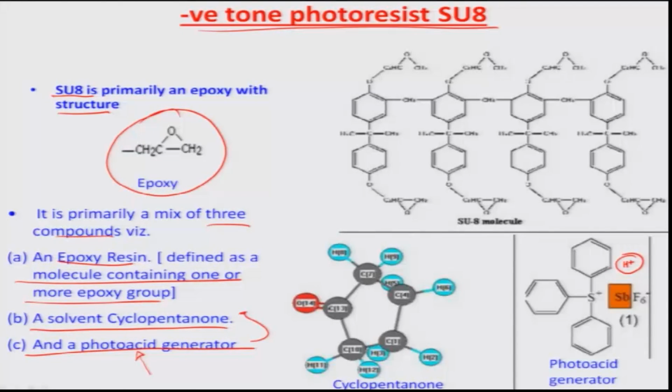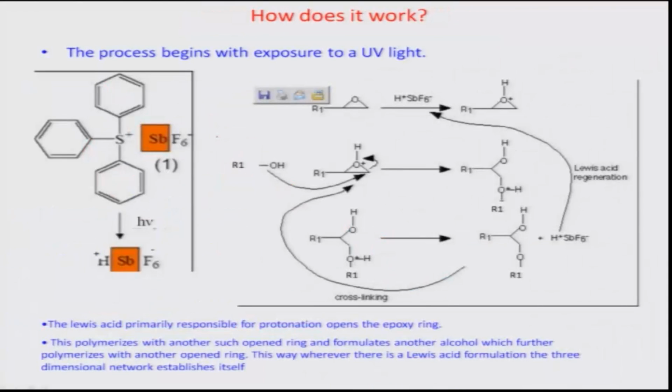So once this coating is done, the photoacid generator can be photo exposed to furnish positive hydrogen ions or protons, and the protons can play around with this epoxy ring right here by opening it, so that you could actually have a cross bonding structure. So let us look at what happens here.